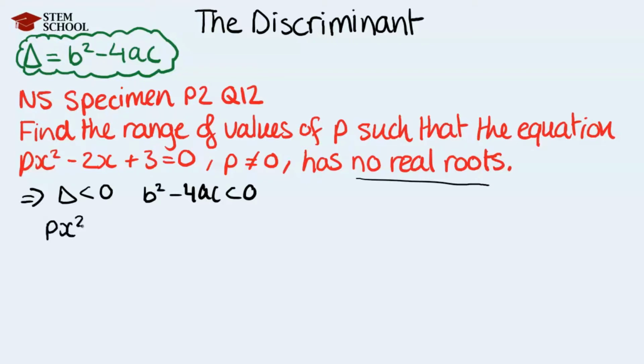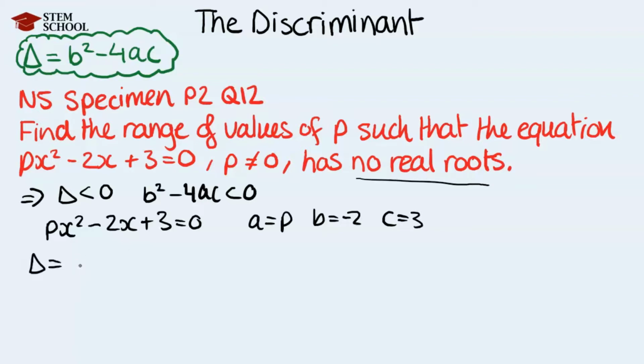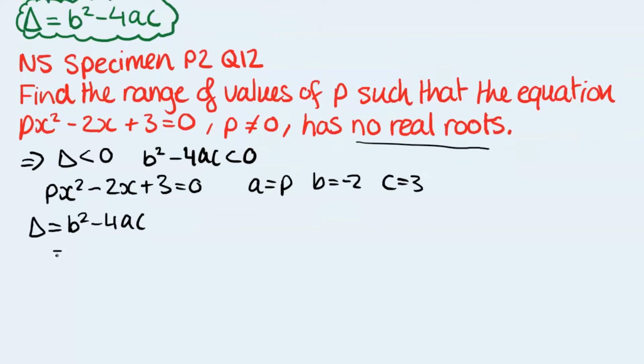You write the quadratic equation yourself, so px squared minus 2x plus 3 is equal to 0. And then you identify a, b and c correctly to substitute into the discriminant equation just like before. So we have a is equal to p, then b is equal to minus 2, and then we have c is equal to 3. Okay, so now we just write the discriminant equation. So we have b squared minus 4ac, and then let's substitute these values in. So we have minus 2 all squared minus 4 times p times 3.